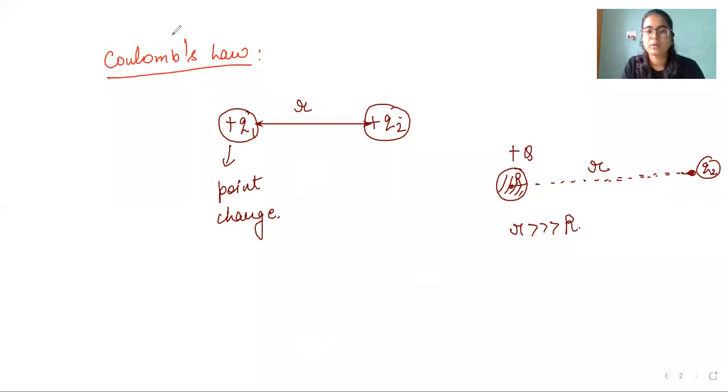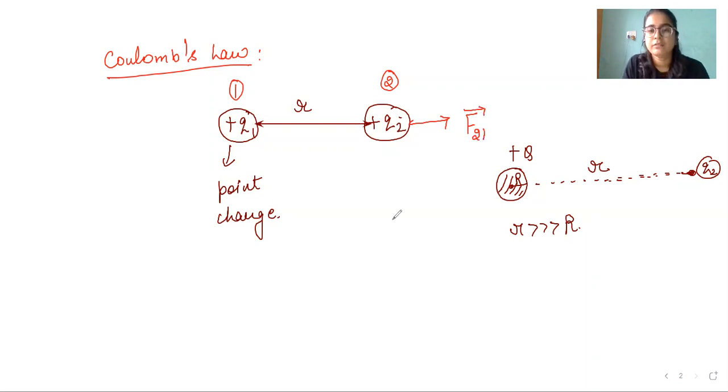Now you can see these two positive charges. You know the property that positive charges repel each other. So this is one charge, and this is the second charge. What will happen? This plus Q1 charge will repel this plus Q2 charge. That means it will apply a force on the Q2 charge. Similarly, the Q2 charge will also apply a force on the Q1 charge. So this is the force on the Q2 charge due to the first charge.